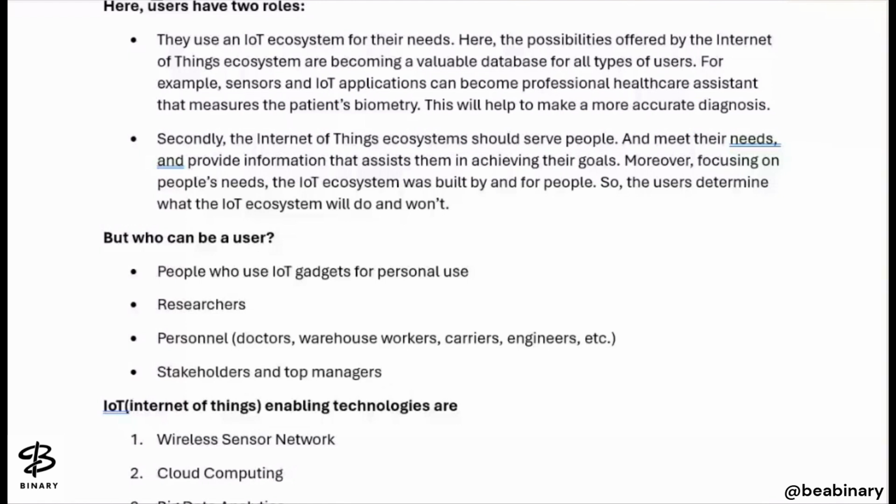IoT gadgets, we can say, are the particular products we are using, right? Personals, we are talking about the particular people who are using them, right? And the stakeholders and the top managers. So here we are talking about the different kinds of persons involved in project management, or the particular managers, right? So all these are using the Internet of Things for their purposes.